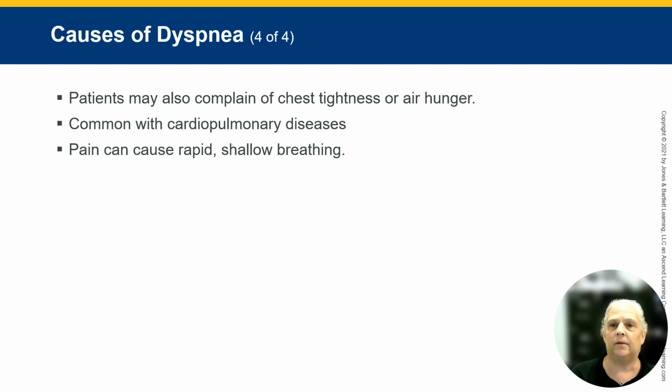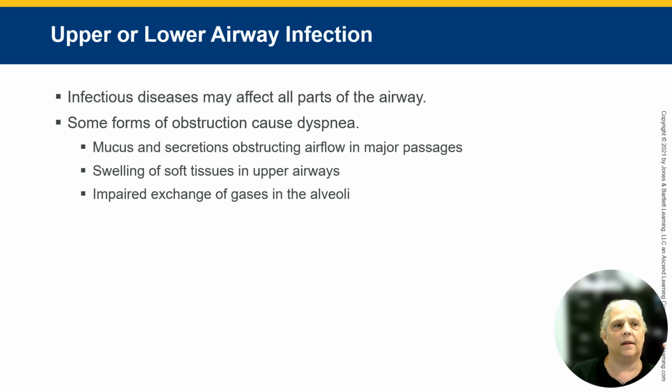Dyspnea is common when we have our patients with cardiopulmonary disease. An example is congestive heart failure. In this case, the heart is pumping inefficiently and it's not adequately providing the body with oxygen. We can have severe pain, which can cause rapid shallow breathing. If they have an injury to their chest, they're not going to be taking those full breaths possibly. So you want to look about that and think about that as well.